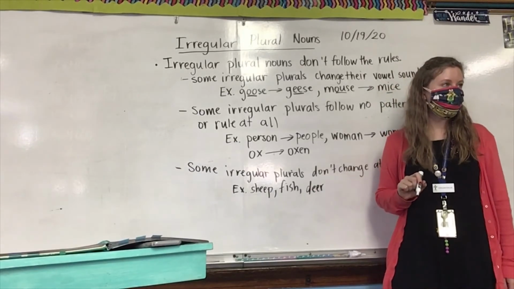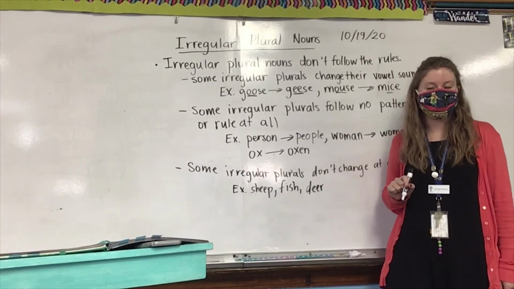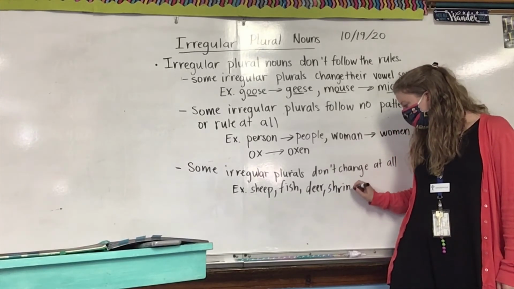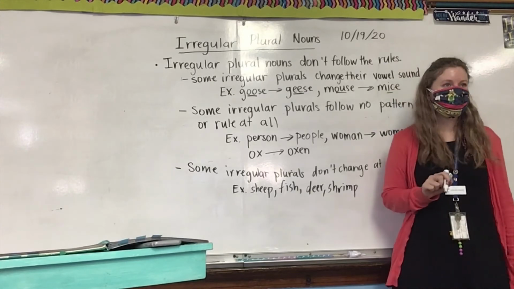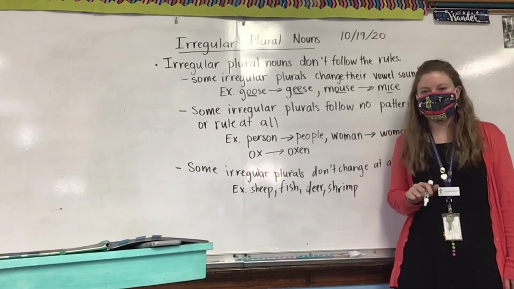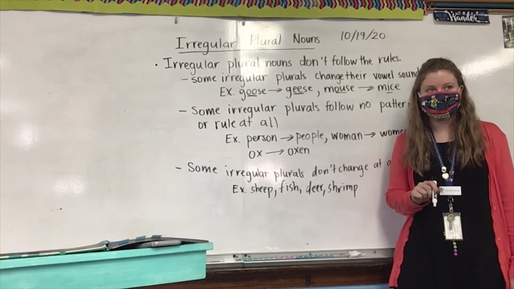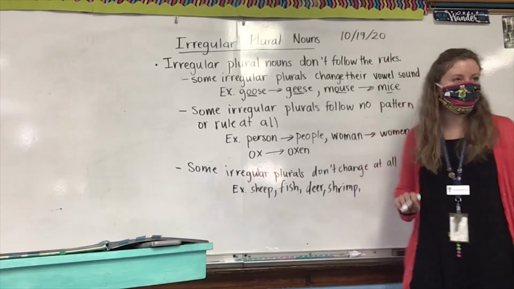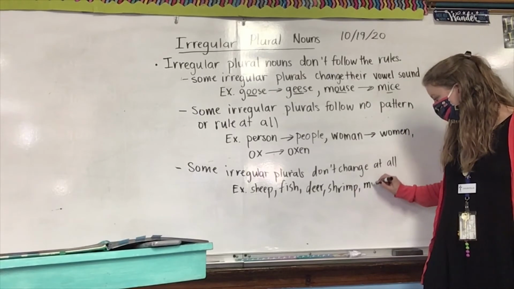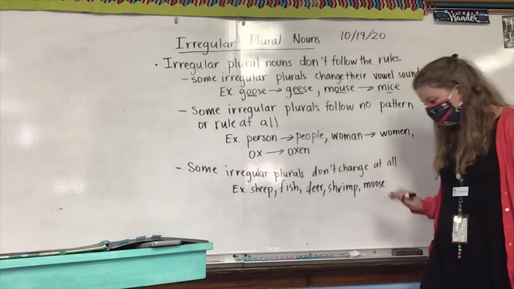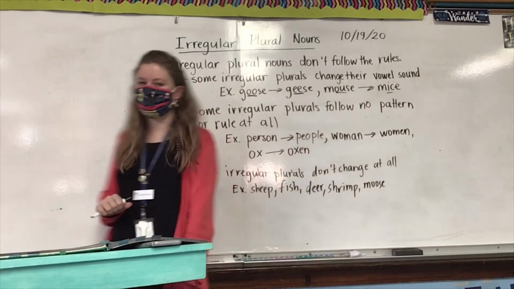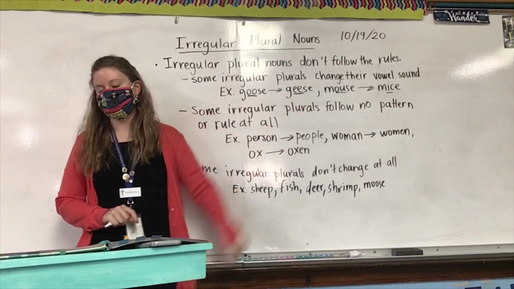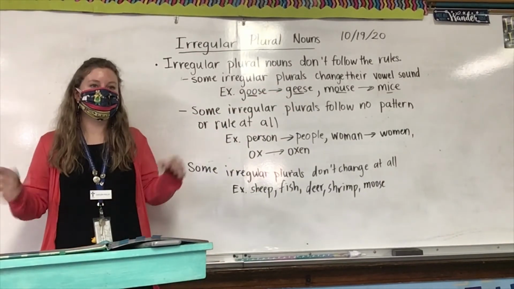Fish, deer. Whether you're talking about 1 deer or 10 deer, there's no S. Shrimp. We don't say 6 shrimps, we say 6 shrimp. And one last one. This is not the only one, but this is the last one we're going to write because we have some room. Moose. Whether you have 1 moose or 10 moose, it is still moose. Not meese. Not mooses. Just moose.